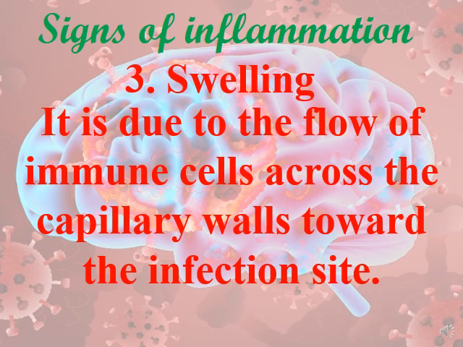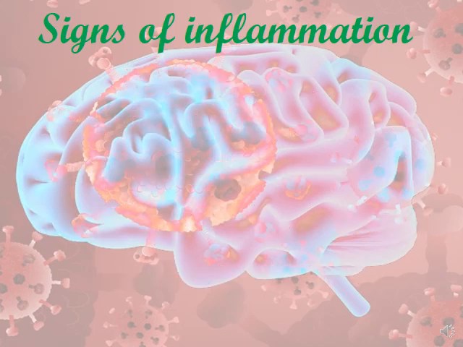So this is what we know as swelling, and this is the cause of swelling: more immune cells, for example monocytes, granulocytes, or maybe B lymphocytes or T lymphocytes. We will see them later in the coming slides.